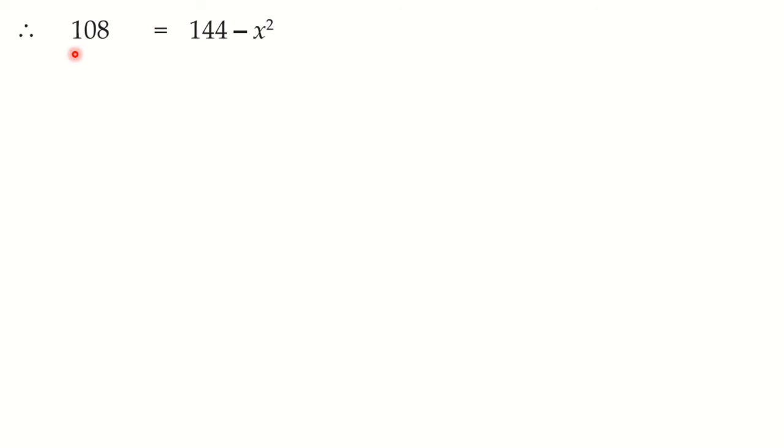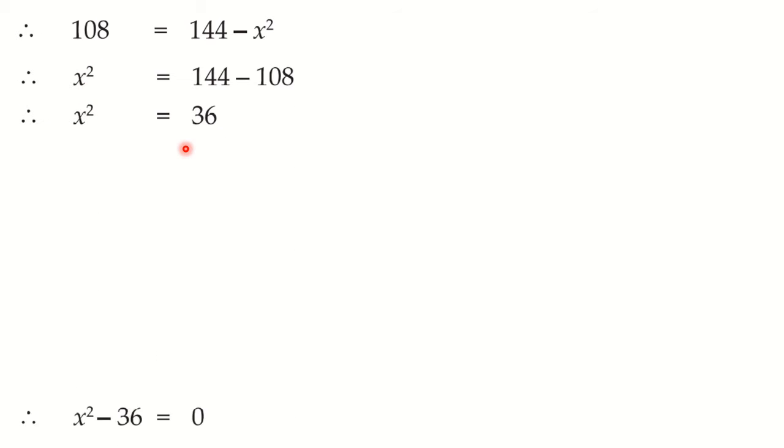Okay, so this 108 we are going to shift this side, so we will get it as, or you can take these two to this side. Okay, so minus x square will become plus x square, and minus 144 plus 108 you will get minus 36. So the equation will be x square is equal to 36, or x square minus 36 is equal to 0. These two are extra steps done.